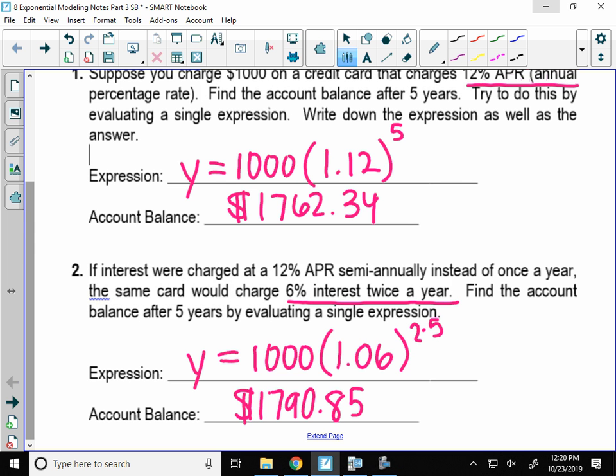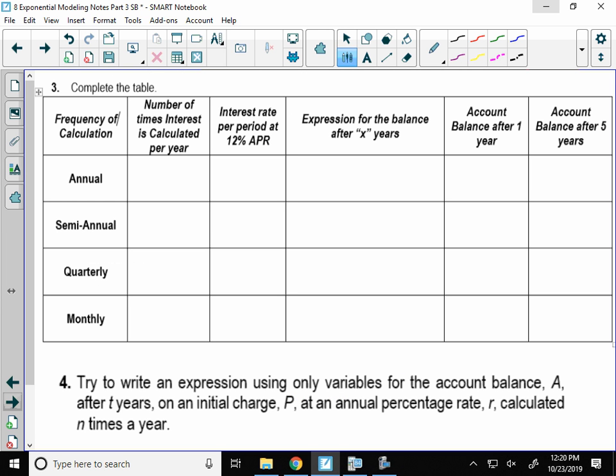All right, so that pattern, let's discover it a little bit more, because we're going to discover a new formula today. But first we have to discover a pattern. So we're going to fill out this chart. It's going to take a few minutes. We'll split up the work to go together. Let's make sure we know what the words mean here. What does annual mean? Once a year. So we're going to charge this 12% interest one time each year.